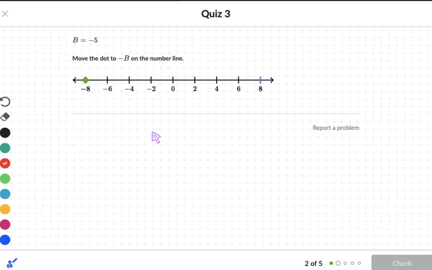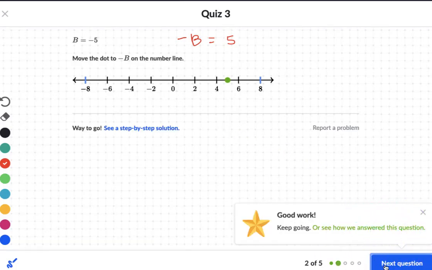Okay, so this is a review of number opposites. If b is equal to -5, what would the negative of b equal? Well, it would be the opposite of -5 because all I did was put a negative in front of there. If positive b is equal to -5, then negative b would be its opposite, so it would be 5. So you should have your dot right between 4 and 6, which is where 5 is. Let's try another one.